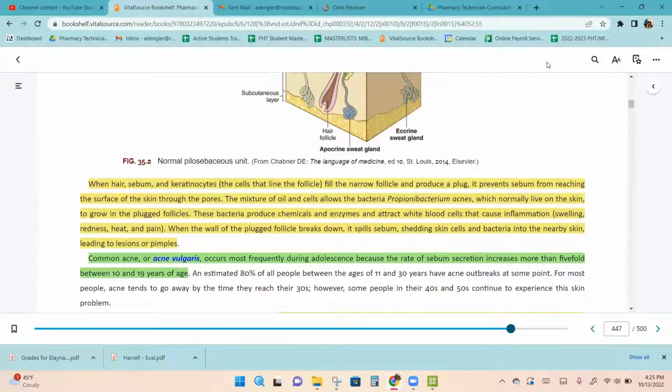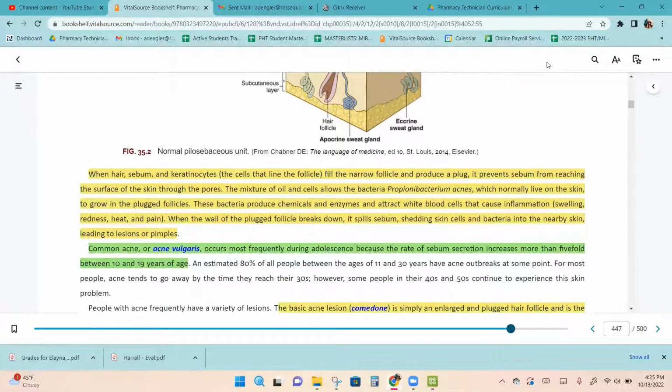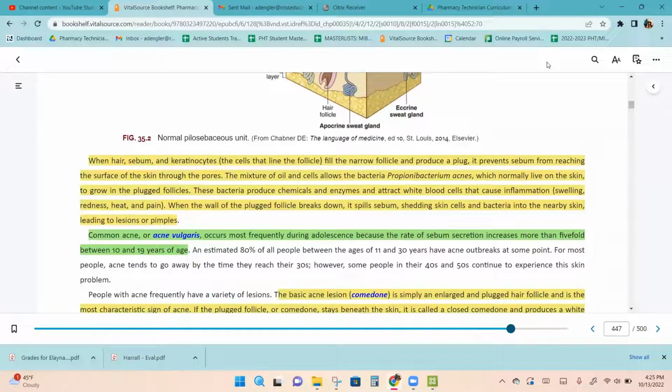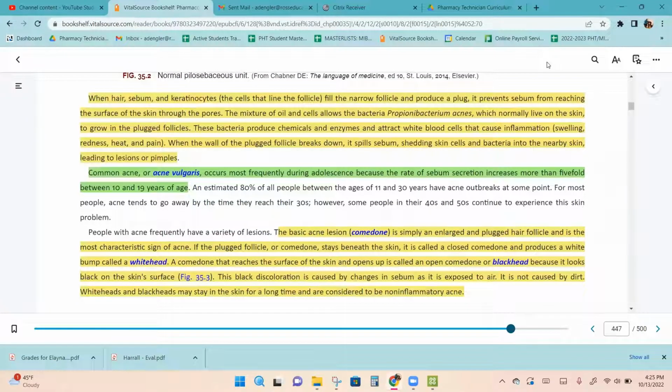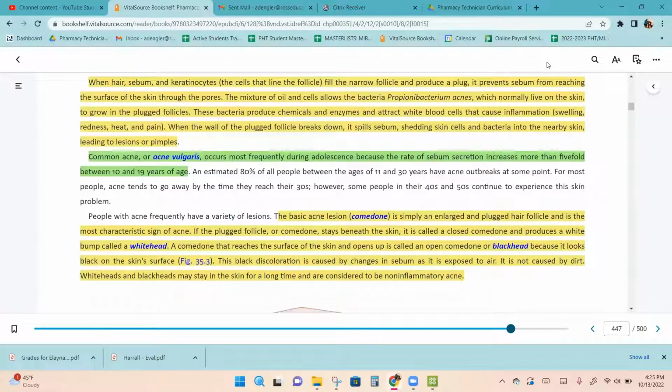When hair, sebum, and keratinocytes, the cells that line the follicle, fill the narrow follicle and produce a plug, it prevents sebum from reaching the surface of the skin through the pores. The mixture of oil and cells allows the bacteria, which normally lives on the skin, to grow in the plugged follicles. These bacteria produce chemicals and enzymes and attract white blood cells that cause inflammation. When the wall of the plugged follicle breaks down, it spills sebum, shedding skin cells and bacteria into the nearby skin, leading to lesions or pimples.